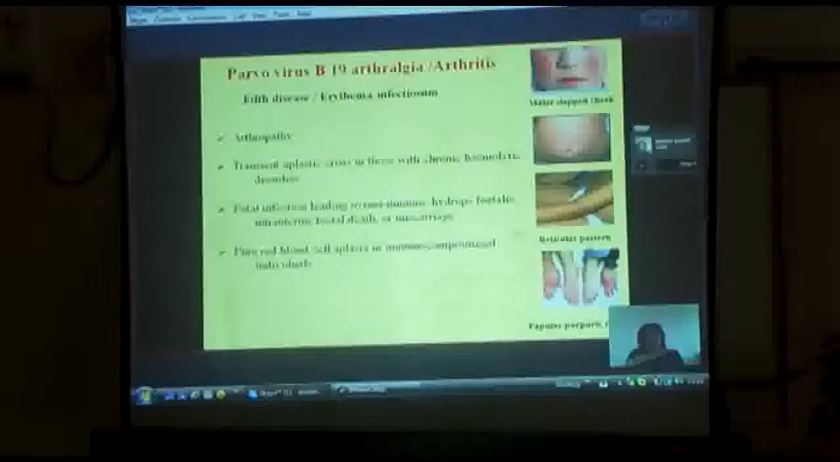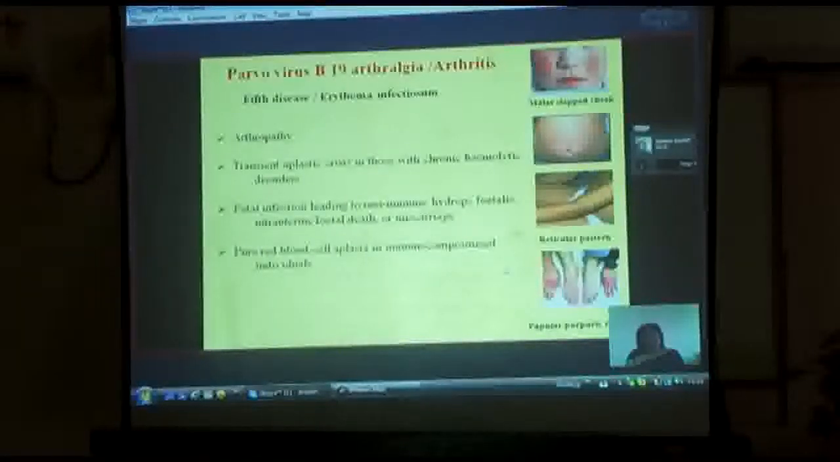Parvovirus B19 infection is another form of reactive arthritis. Patients present with arthritis and arthralgia. The skin lesions are a classic erythematous facial rash, which is the slapped cheek appearance. They can present with papular, reticular pattern rashes on the trunk and limbs. They can also have papular and purpuric rashes affecting the extremities.